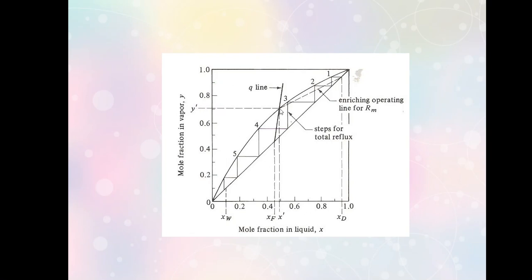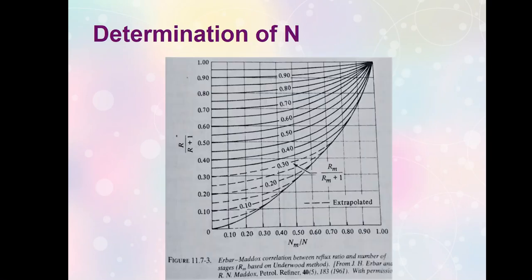Now, since you know that already, you can go back to the equation I've shown you regarding minimum reflux, and you can now solve the value of the minimum reflux. You don't need to draw the lines anymore. Just get the intersection of the enriching section operating line and the feed line. That should give you your x prime and y prime, so that you can find the R sub m.